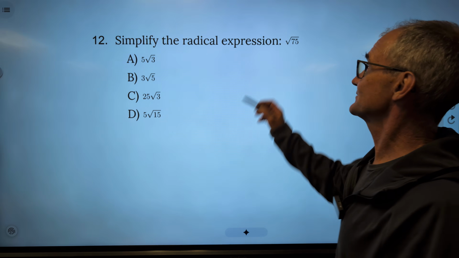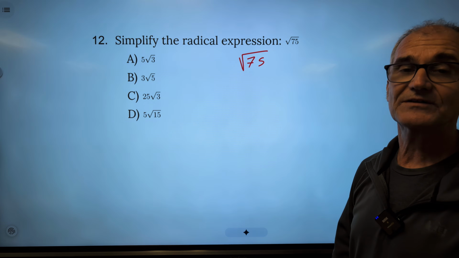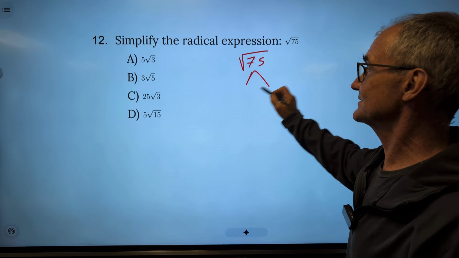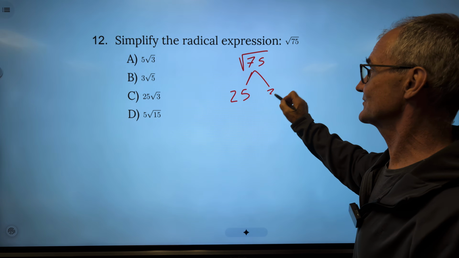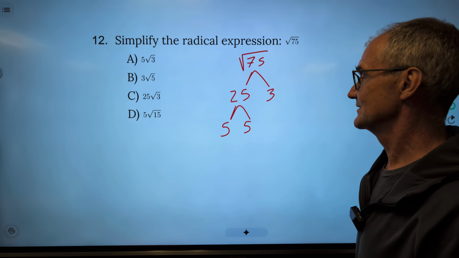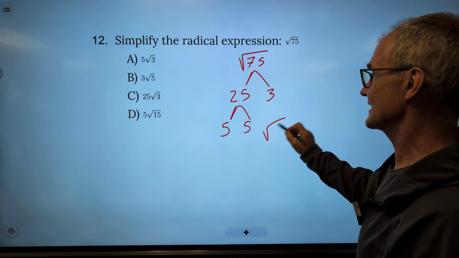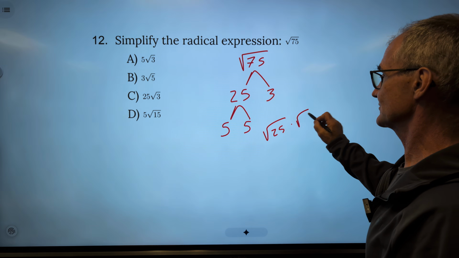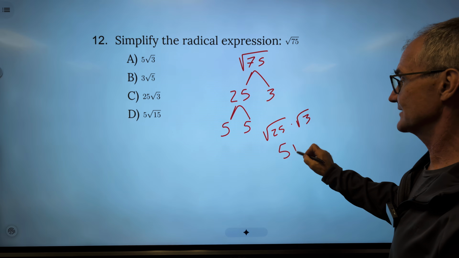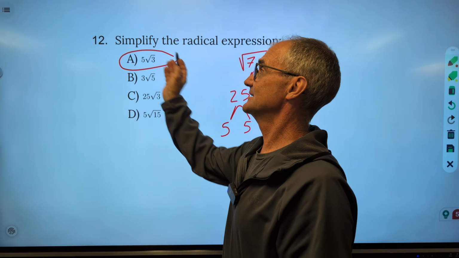All right, simplify this radical. Well, radical 75, I'm looking for its factors, and I'm looking for squares in its factors. Well, 75 is made up of a 25 and a 3. 25 is made up of a 5 and a 5. This is a perfect square, so what I'm really saying here is I have radical 25 times radical 3. Radical 25 is 5, so the answer is 5 root 3. Correct answer, answer A right there.